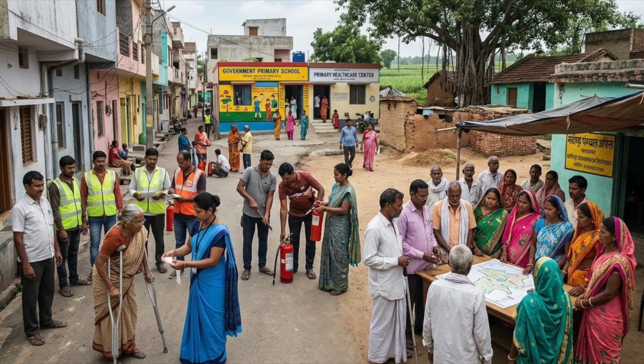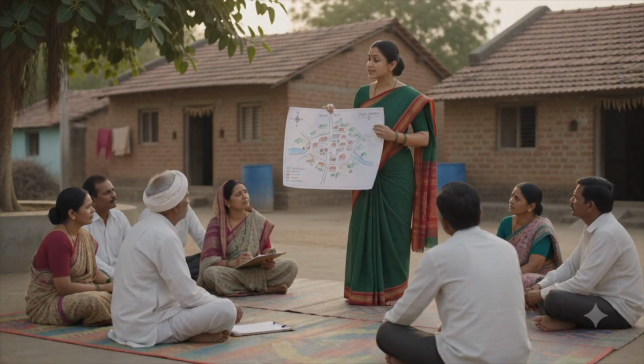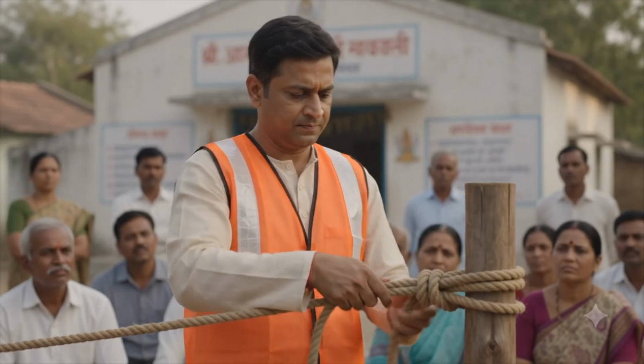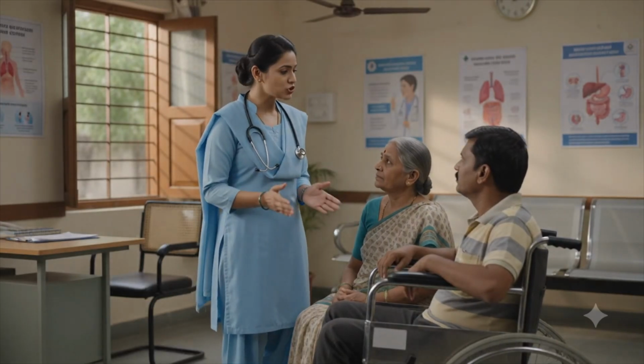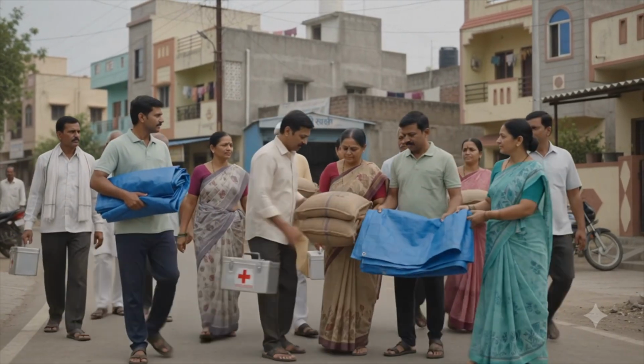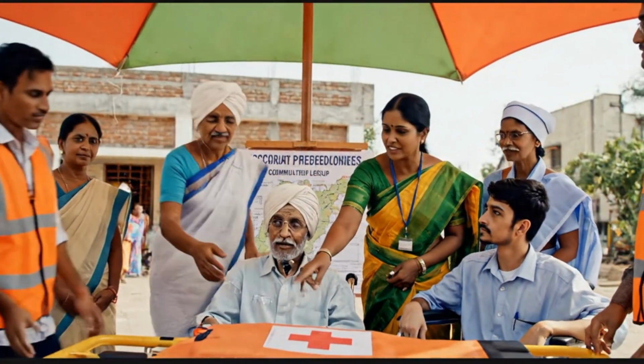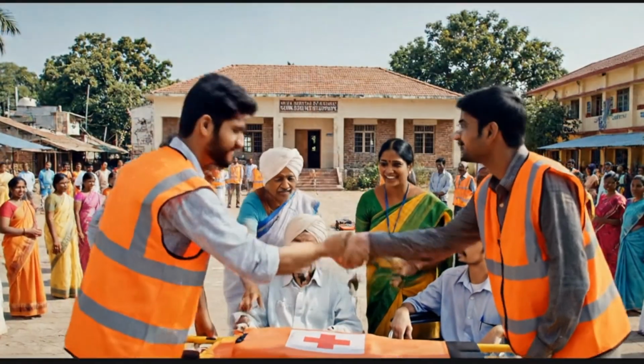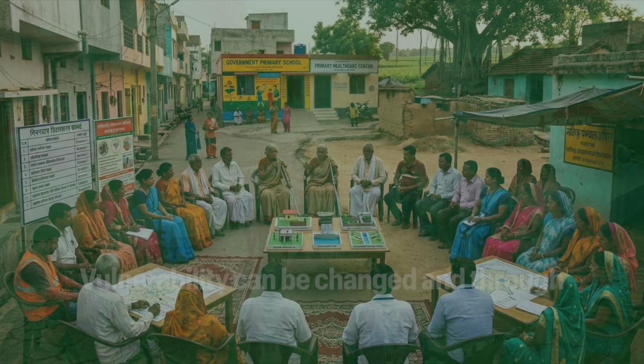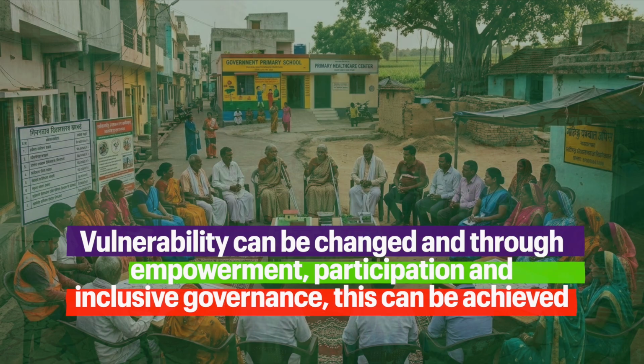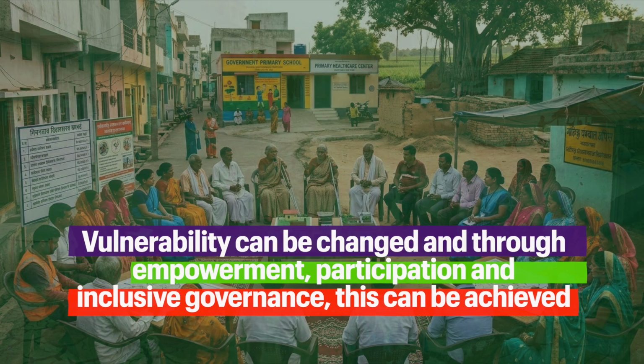So now let me explain to you social capital and institutions. What is the importance? Social vulnerability can be mitigated through strong social networks and community organizations, and also through inclusive institutions that can enable information exchange and improve relief and recovery programs by providing mutual aid and assistance to the targeted group. Therefore, vulnerability can be changed through empowerment, participation and inclusive governance.